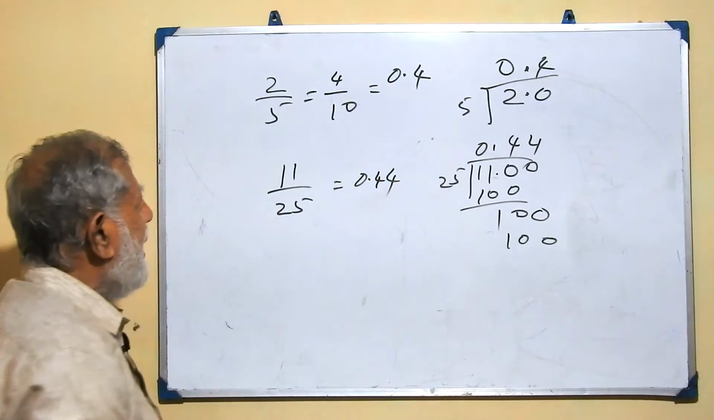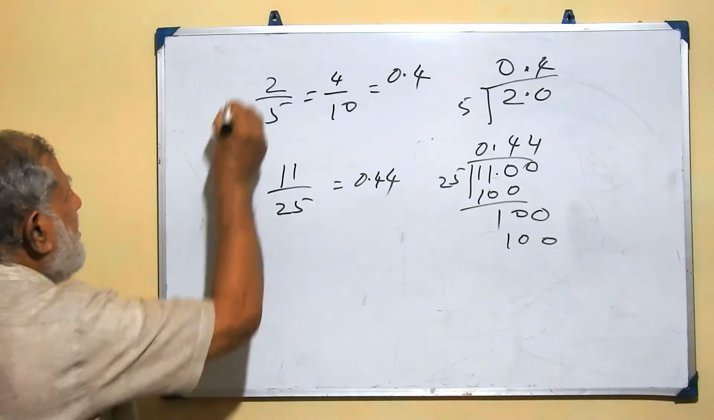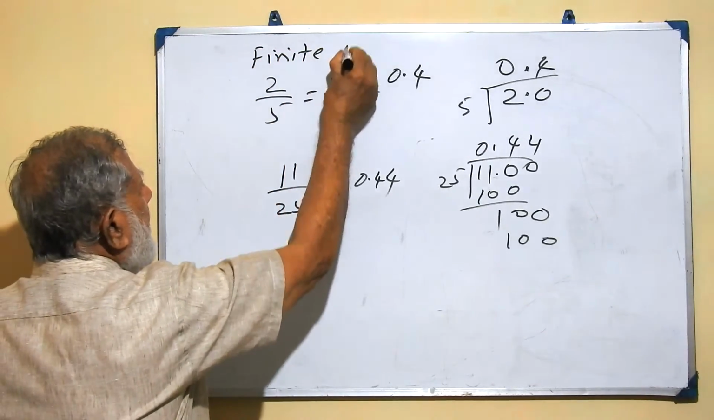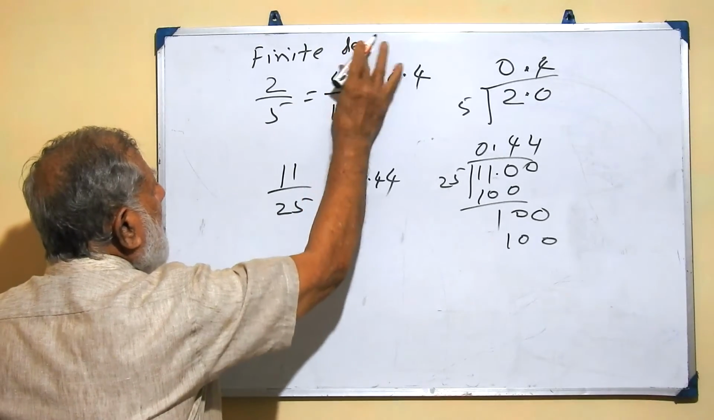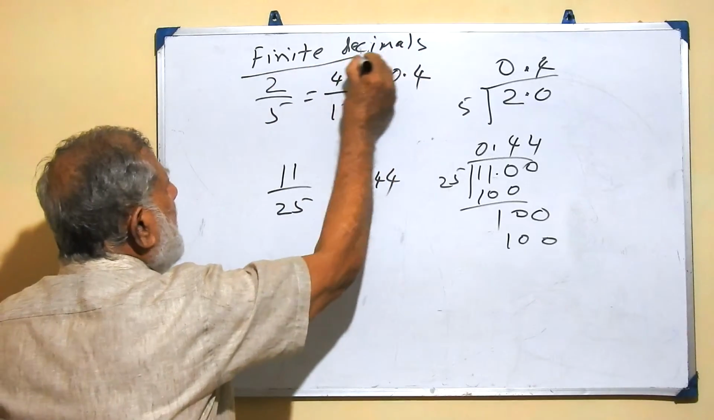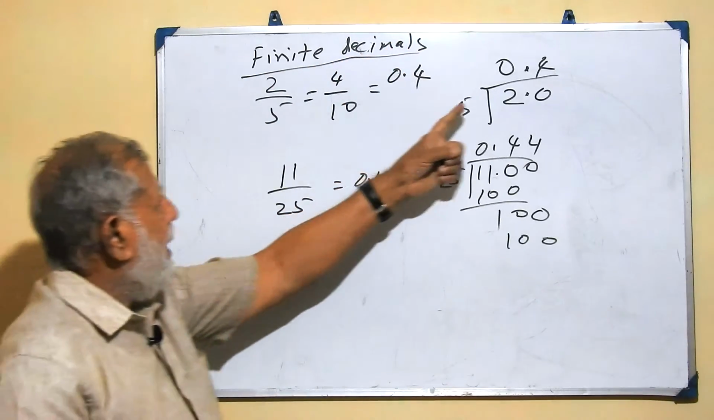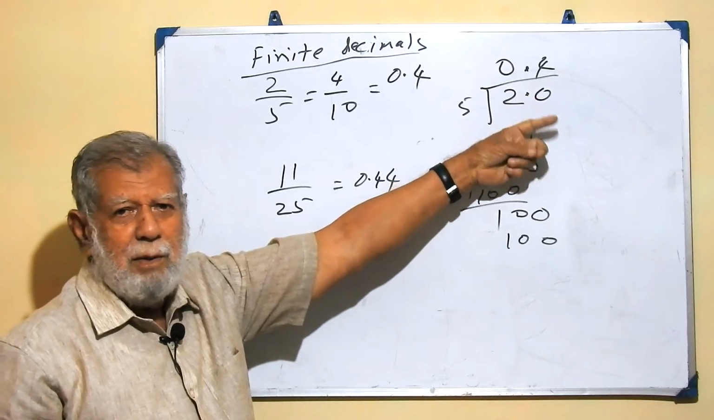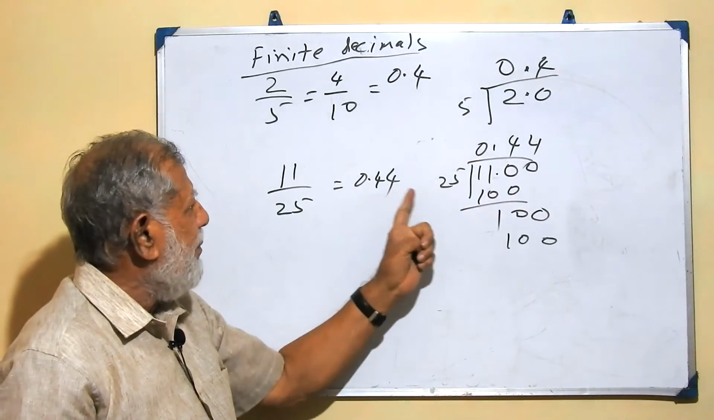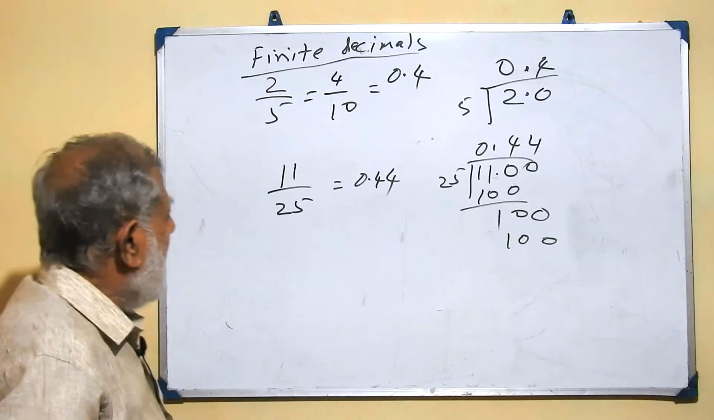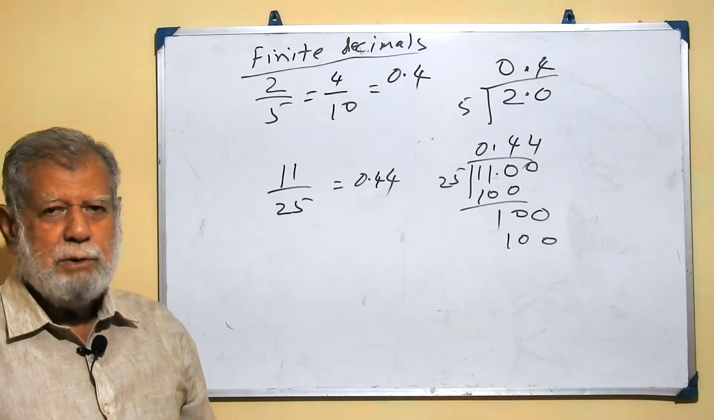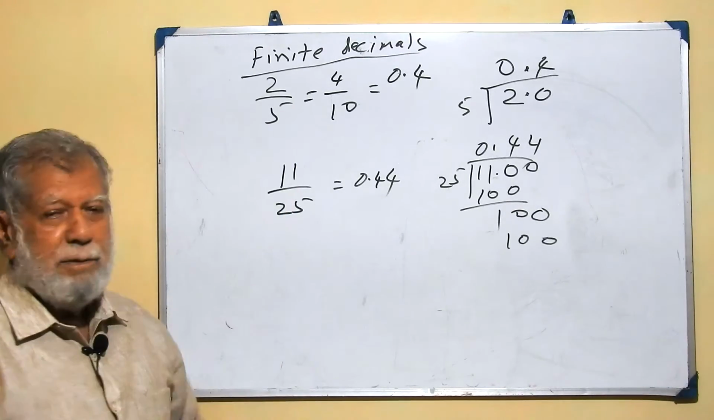Now these are called finite decimals. Why do we call them finite decimals? Because they are stopping, they are not continuing. When you divide 2 by 5, it is stopping at 4. No more. With that the answer is over. Then 11 upon 25 is stopping at 0.44. So wherever you get decimals where it is stopping at a certain number, then we call it finite decimals.